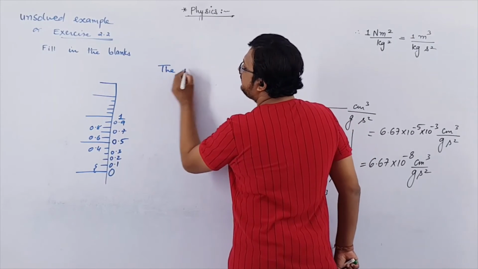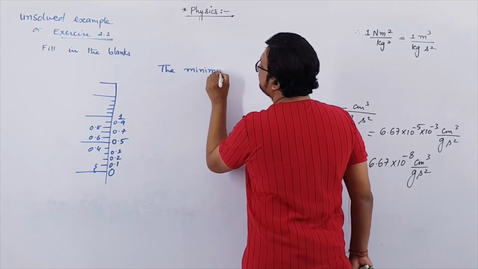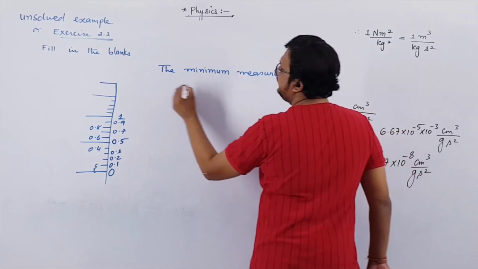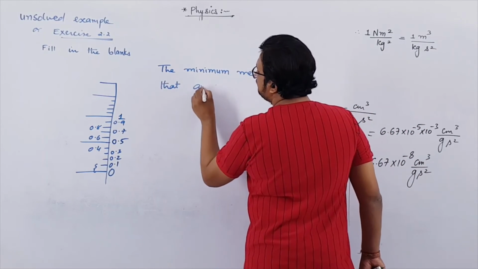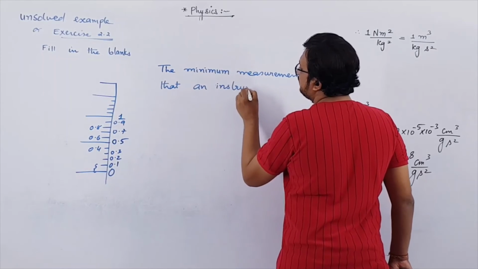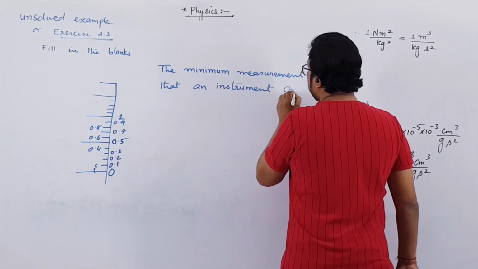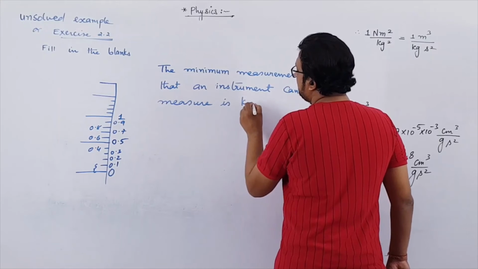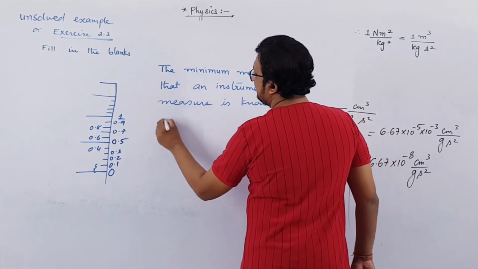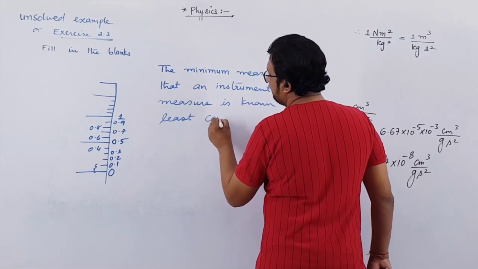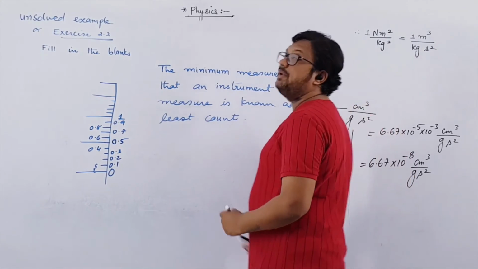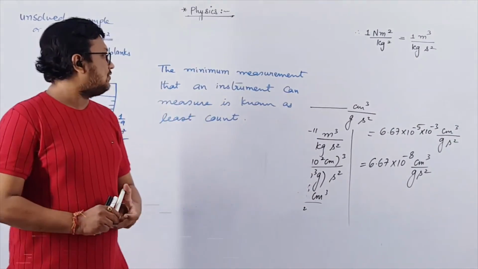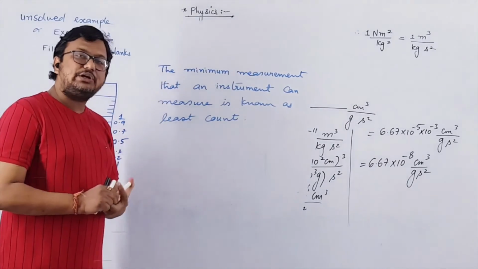So the minimum measurement that an instrument can measure is known as least count. The minimum measurement that an instrument can measure accurately is known as least count. So what is least count? The minimum measurement that an instrument can measure accurately is known as least count.